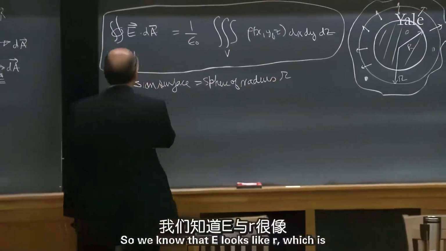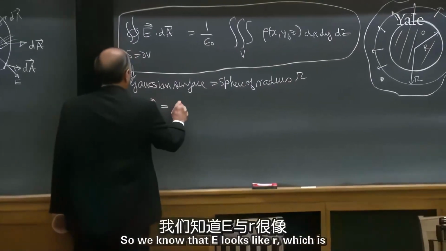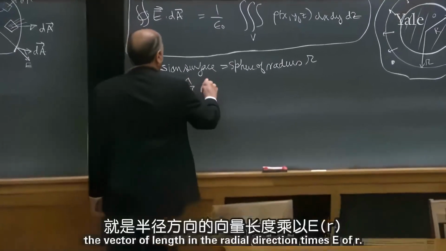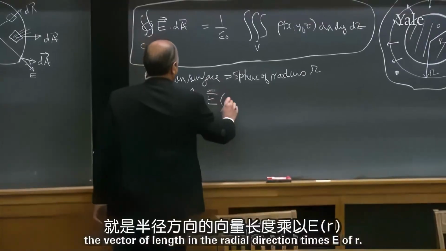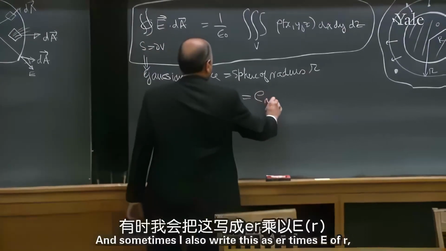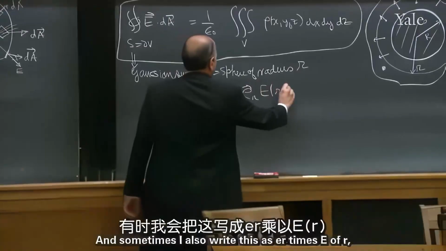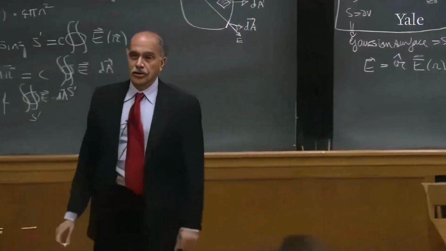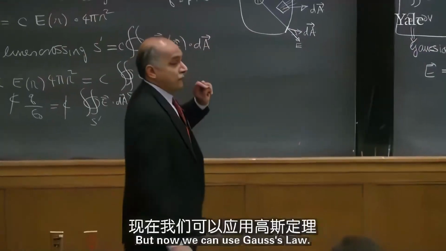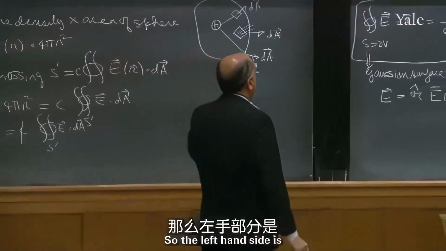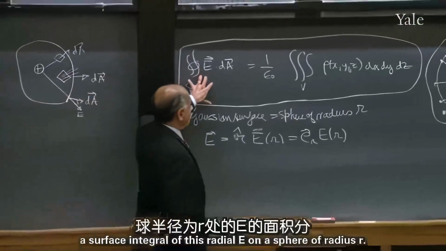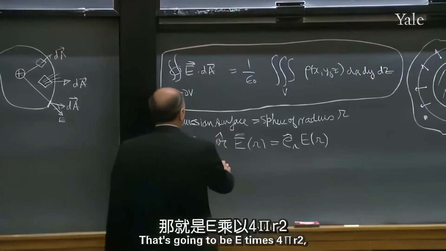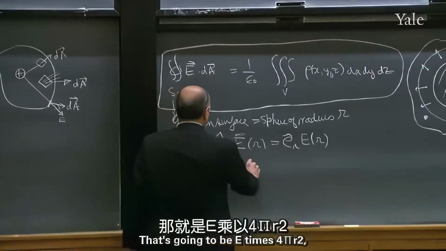So we know that E looks like r hat, which is the vector of length one in the radial direction, times E of r. Sometimes I also write this as E sub r times E of r. We just want to know what is E as a function of r. But now we can use Gauss's law. So the left-hand side is the surface integral of this radial E on a sphere of radius r. That's going to be E times 4 pi r squared.